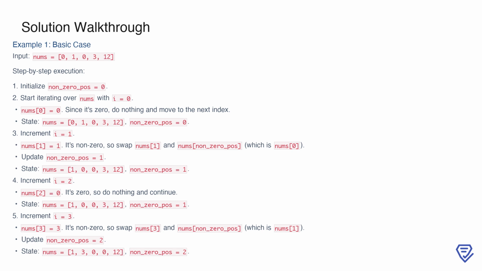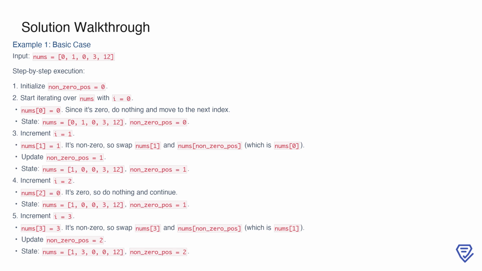At index 1, the value is 1, which is non-zero. We swap nums[1] with nums[non_0_pos], effectively placing 1 at the beginning of the array. After the swap, we increment non_0_pos to 1. The updated state is nums equals 1, 0, 0, 3, 12. Next, at index 2, the value is 0, so again, no action is taken. The state remains the same.